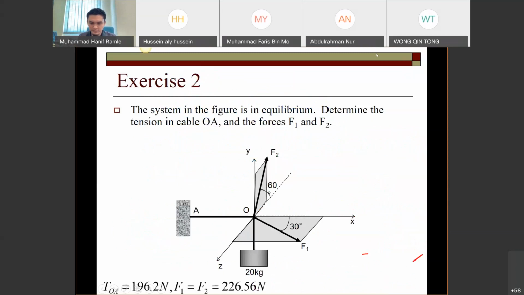All right. So this system having 4 tension, 4 wire. Okay. And you have to determine the tension in the cable OA, and the forces F1 and F2 if the system is in equilibrium. Okay. So can you do right now to get the answer? Also, I will do together with you. Okay, you have only 3 minutes left.